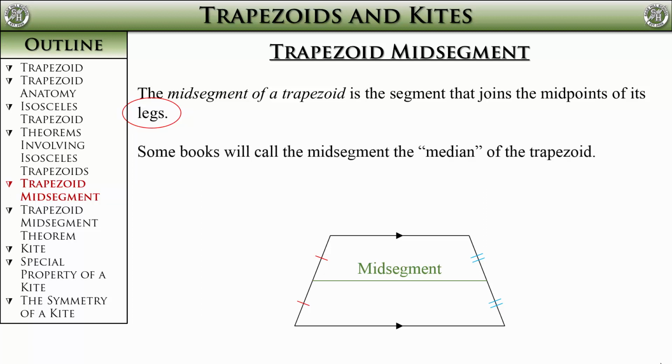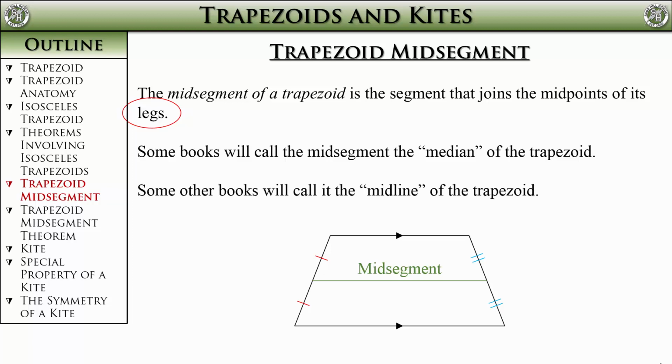For the record, some books will call a midsegment the median of a trapezoid. And just to confuse things even further, some other books will call it the midline of the trapezoid. They all refer to the same thing. Of the three choices, midsegment is nice because it mirrors the midsegment of the triangle, which is so similar to it. If we decided to call it a median instead, students have to keep track of the differences between a median of a triangle and a median of a trapezoid, which are two very different things.